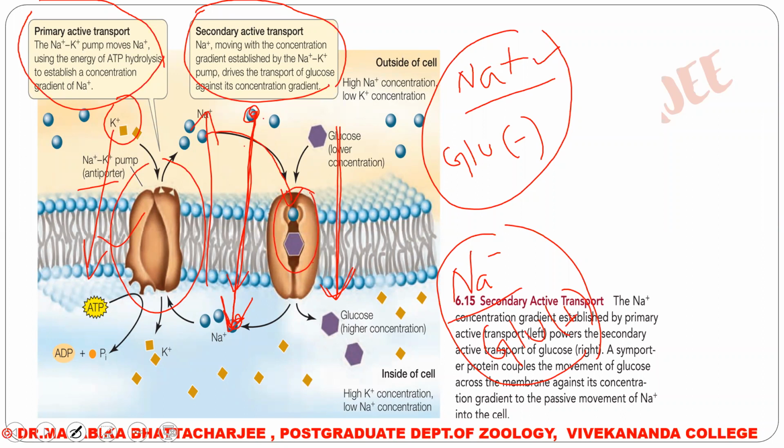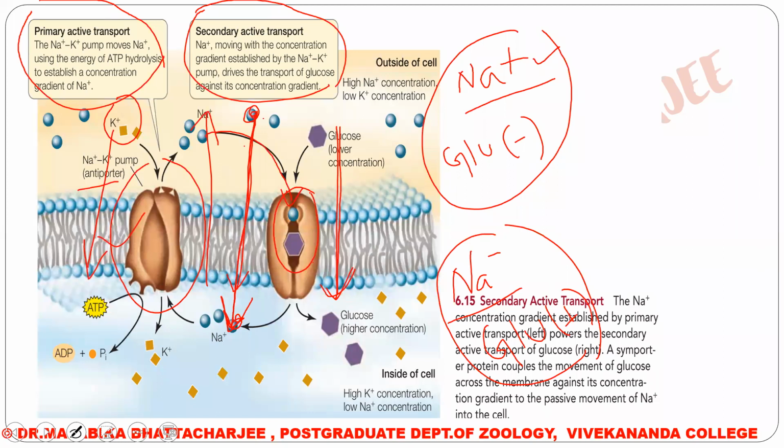This importer is coupling the transport of sodium and glucose across the membrane into the cytoplasm. So this is how this import is operating, and this is known as secondary active transport. Keep it in mind that in secondary active transport, ATP is not required. But one fundamental principle of active transport will operate there.